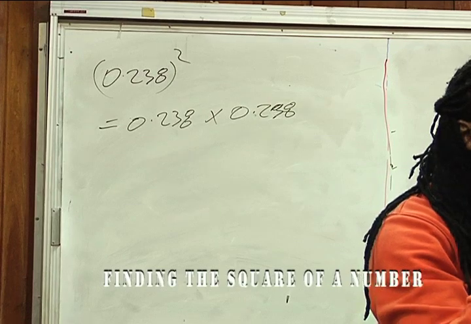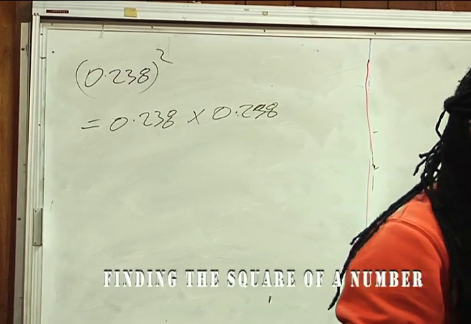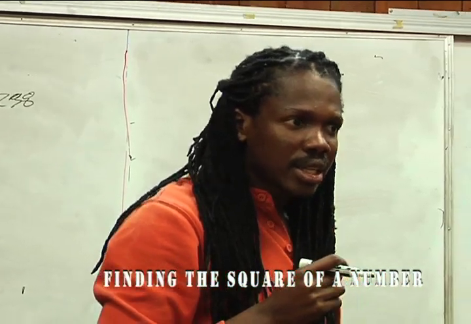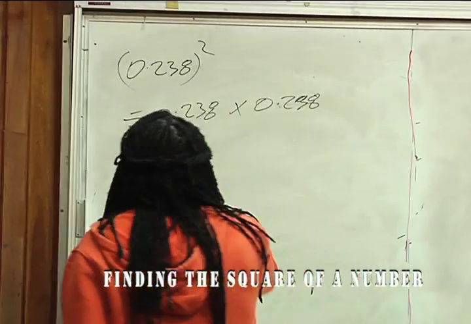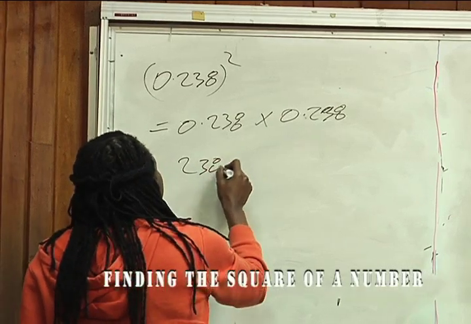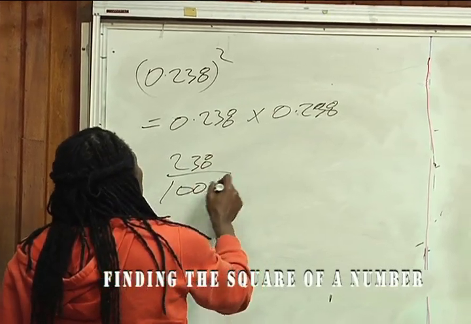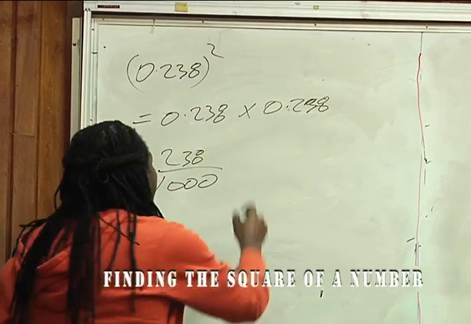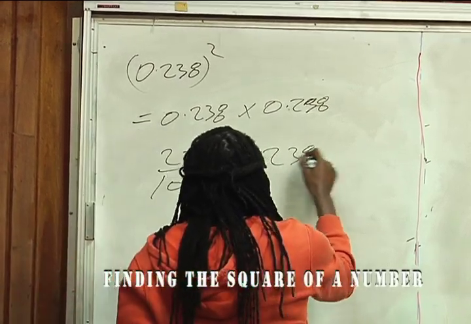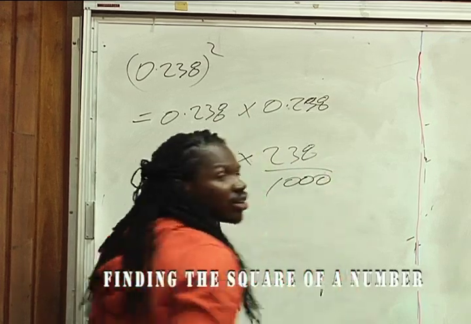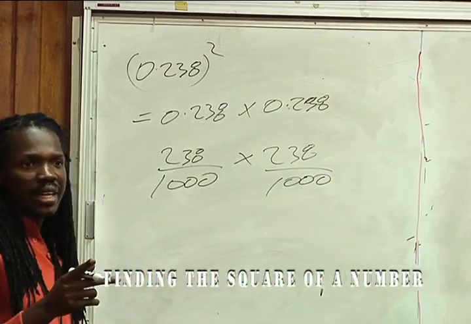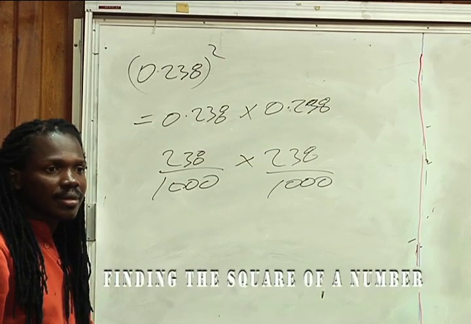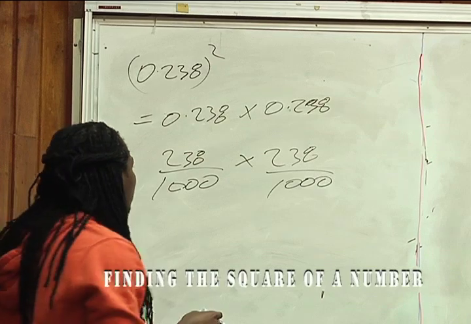I'm going to transform this into a fraction. Do you know how to do that? It is 238 over 1000, because 3 places are behind the decimal point. And this is equal to 238 over 1000. You remember that? Yes, sir. Now what does it look like? A fraction. So we can multiply now.